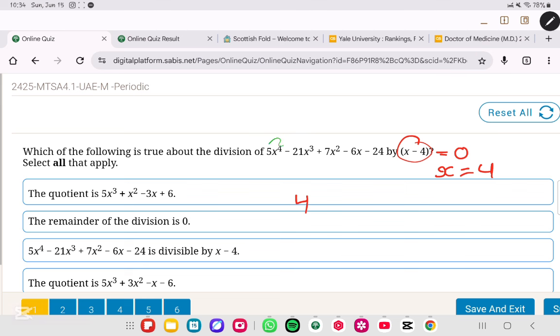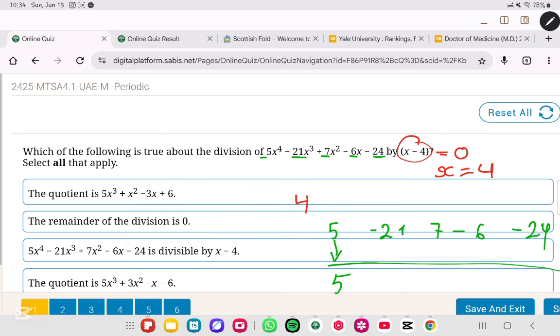Next thing I'm going to do is take the digit of each part of the polynomial. So we have, for example, 5, minus 21, 7, minus 6, and minus 24. Let me just make it a bit more spacious. So 5, minus 21, 7, minus 6, and minus 24. Now, first thing we're going to do is take the first digit and keep it as it is. So 5, you drop it down, it stays 5.